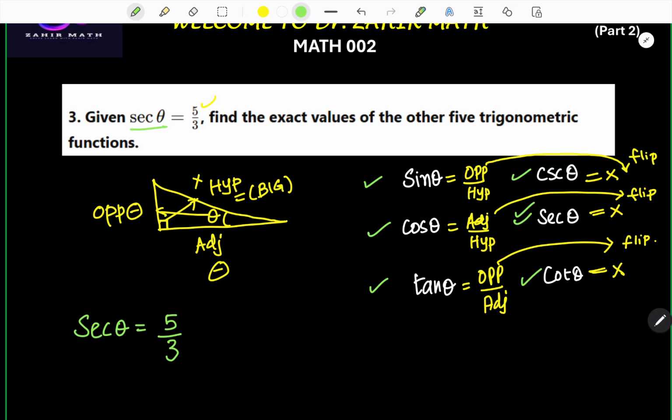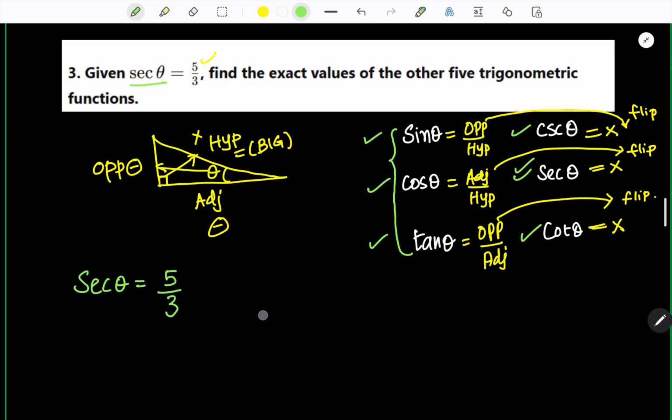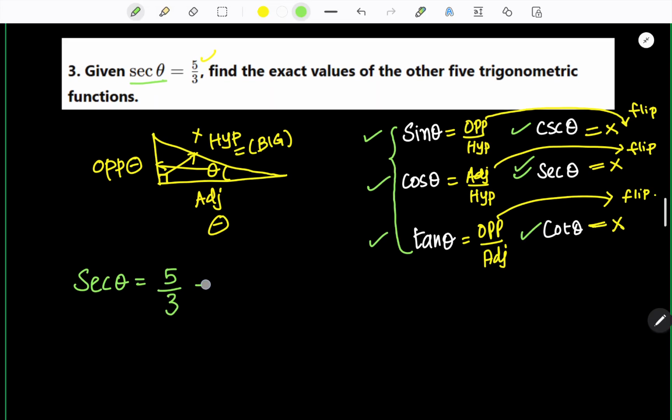Okay. So this triangle I explained for sine, cosine, tan, right? And secant is given. So immediately what I'm going to do, I'm going to write from this cosine. Because you remember I told you cosine and secant are flipping. So cosine is nothing but just flip this one, which is 3 over 5.